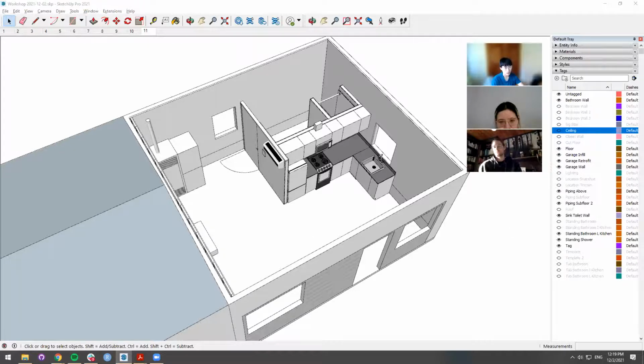Okay, I see 2 comments in the chat here. Vapor barrier for existing slab and footings required by the building code.